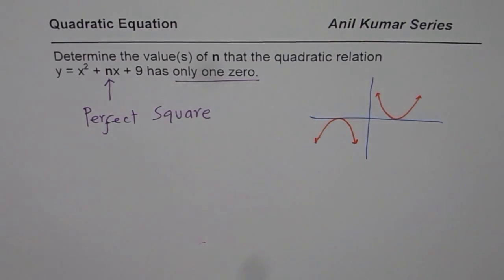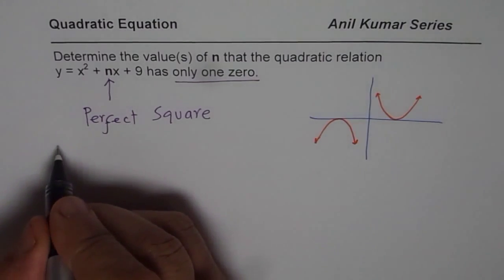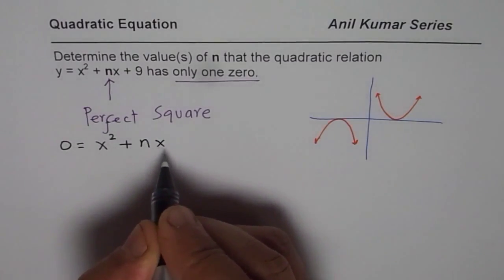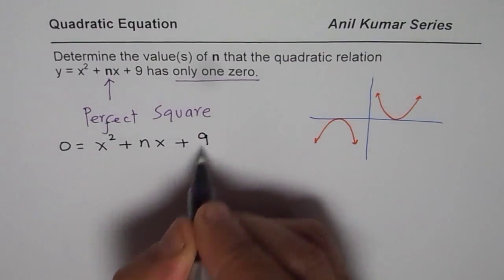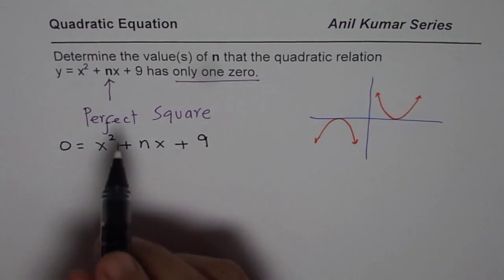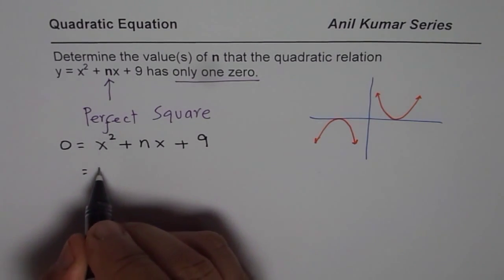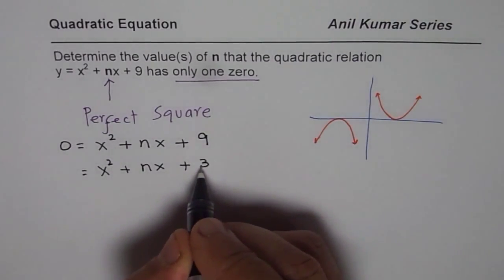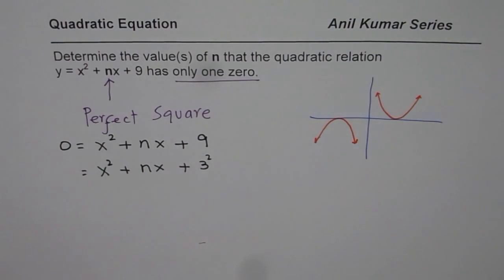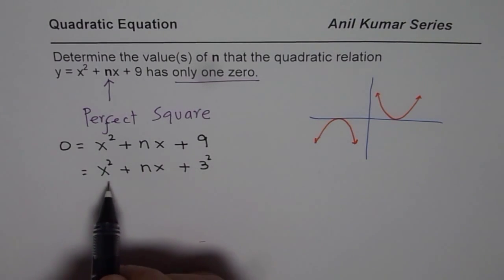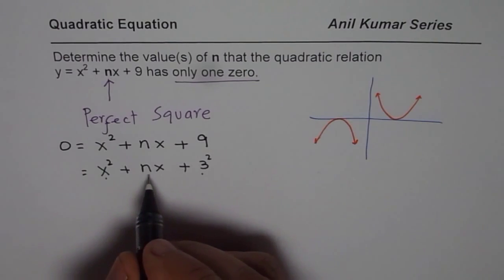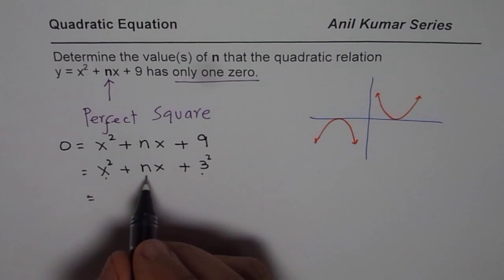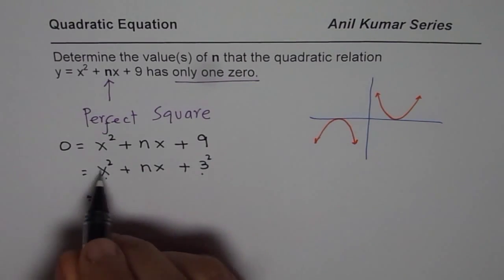So when we say we want a zero, we say 0 equals x square plus nx plus 9, right? Since we are looking for a perfect square, it's good to write this equation as x square plus nx plus 3 square, right? 3 square gives us 9. Now, the center term is 2 times these two terms. So if it has to be a perfect square, then we could write n as equal to 2 times these terms.